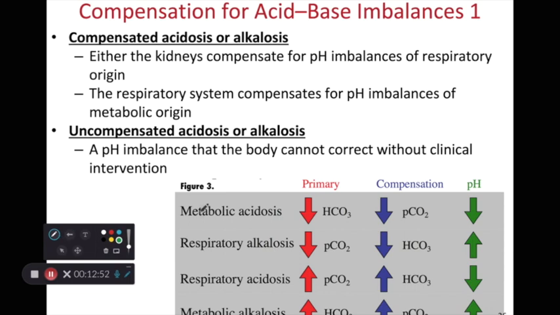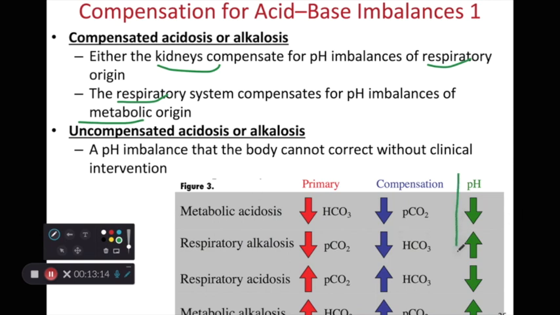So how do we compensate for acid-base imbalances? Well, as a general rule of thumb, if we have a metabolic cause, we have a respiratory solution, and vice versa. If we have a respiratory cause, we have a metabolic solution. So the kidneys will compensate for respiratory problems. The respiratory system, the lungs, compensate for metabolic problems.